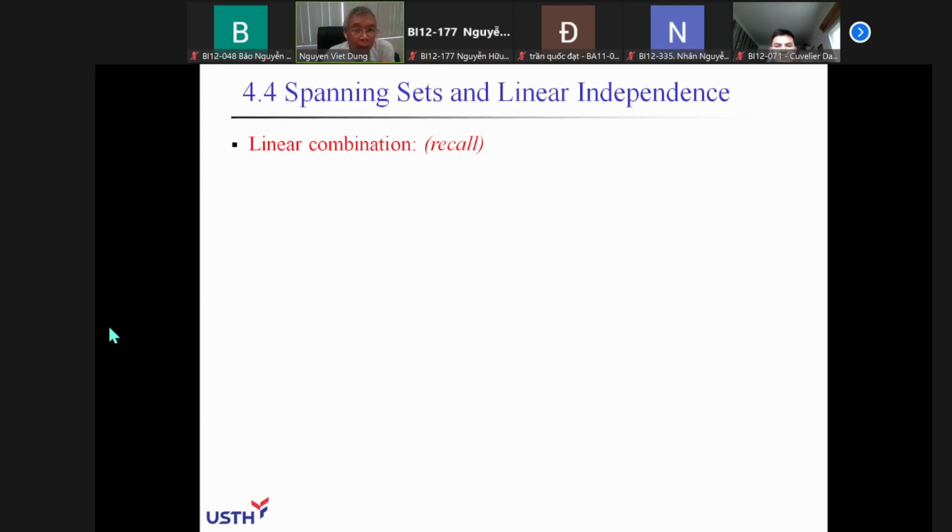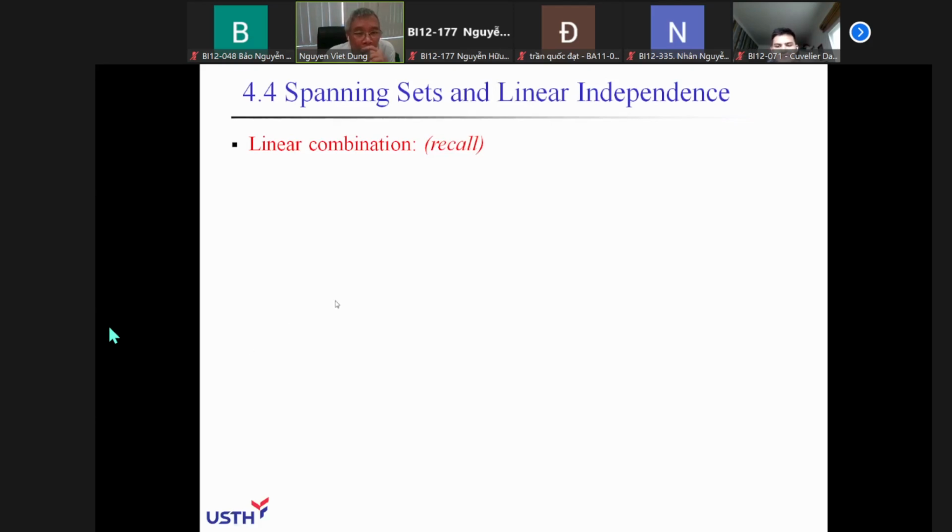Now I came to explain to you a notion somehow not so easy to follow: the spanning set and linear independence.